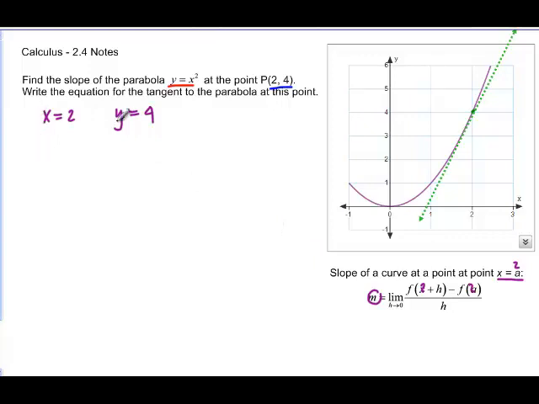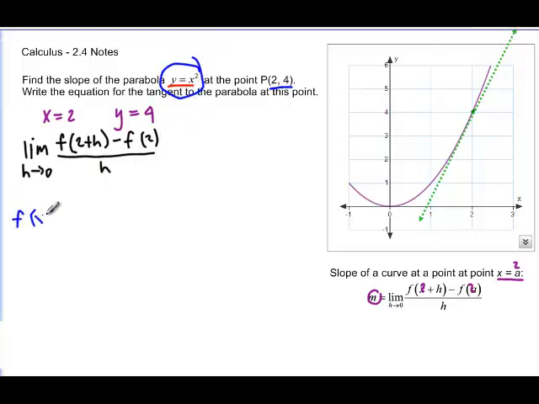So my problem looks like this. I'm going to have the limit as h approaches 0 of f of x plus h, and in this case that's going to be 2, minus f of 2, all over h. So what does all of this mean exactly? Well, our function is y equals x squared, okay? So f of x is equal to x squared.